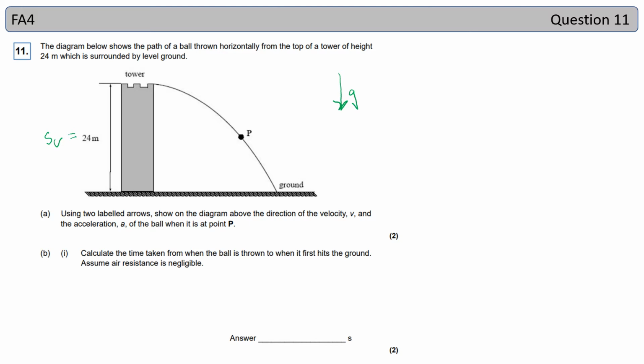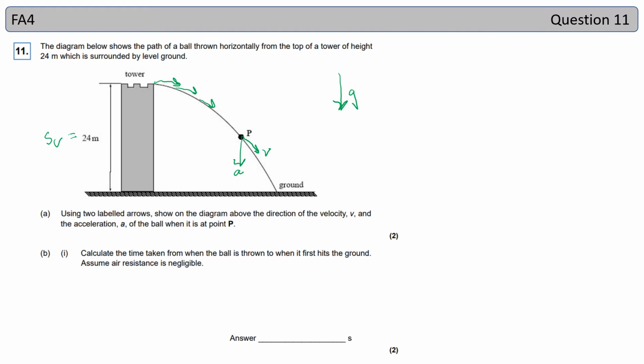And first question is saying use two labelled arrows to show the direction of the velocity and the acceleration. Well, the acceleration of any projectile is always going to be downwards in the direction of gravity, and the velocity is always going to be tangential to its path. So at the top here, its velocity would be doing this. But as gravity pulls it down, its velocity is going to be changing all the way along, so it's always going at a tangent to its path.